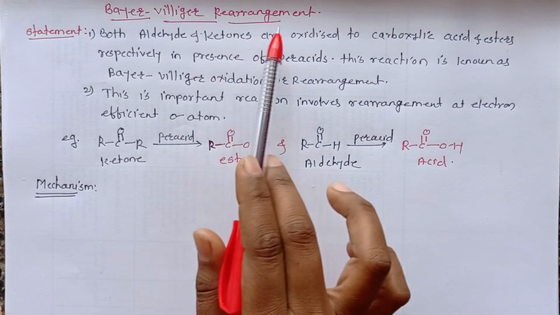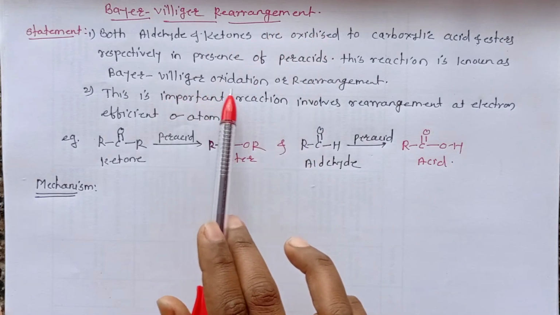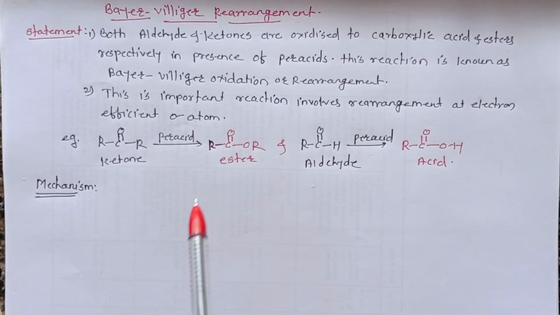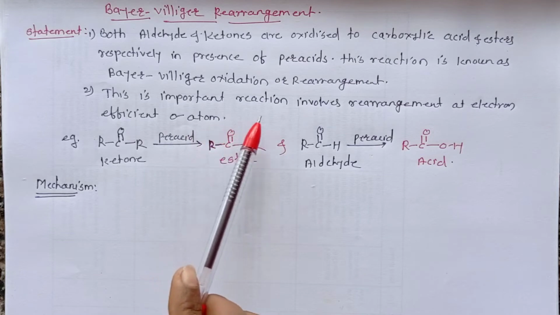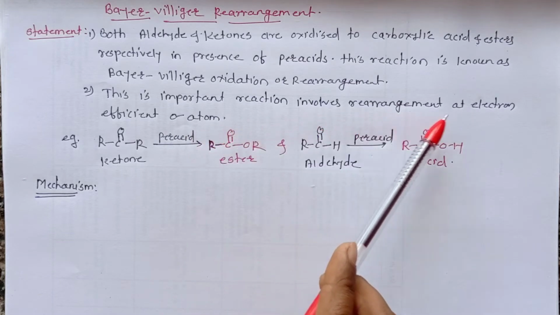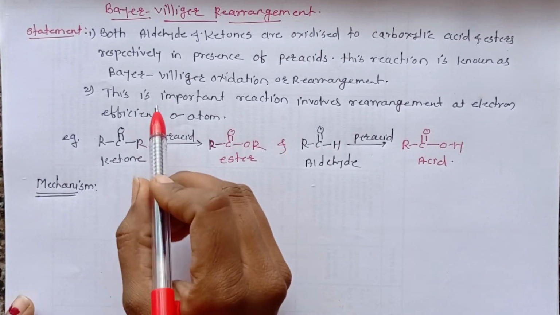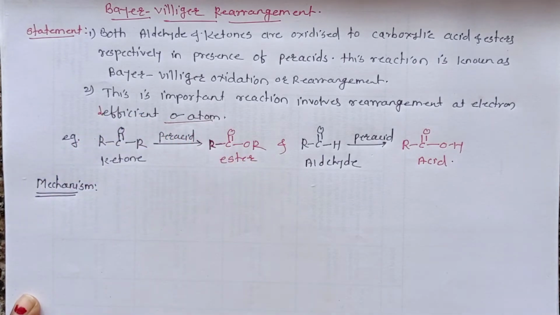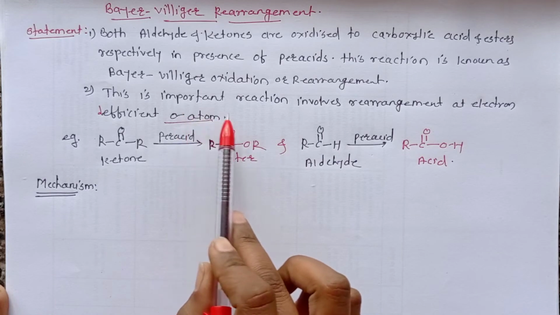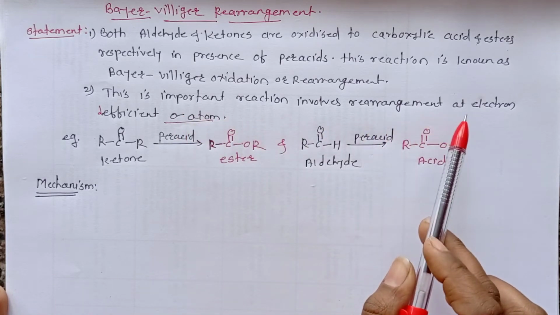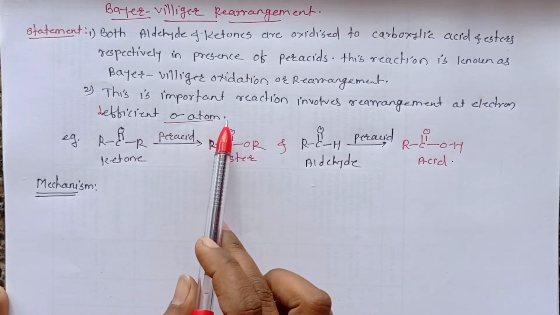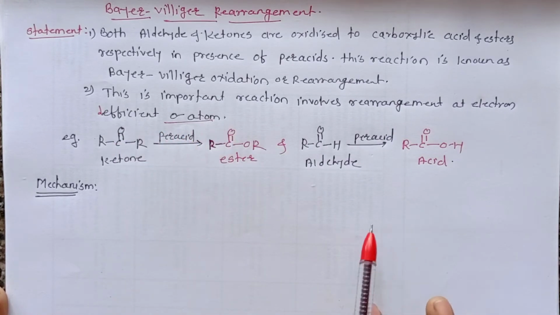So, Baeyer-Villiger rearrangement is also called the Baeyer-Villiger oxidation. In that rearrangement, the most important thing, this is the important reaction, involves rearrangement at electron deficient oxygen atom. So this is the most important step. The rearrangement takes place at what? At electron deficient oxygen atom. That is the formation of your final product.